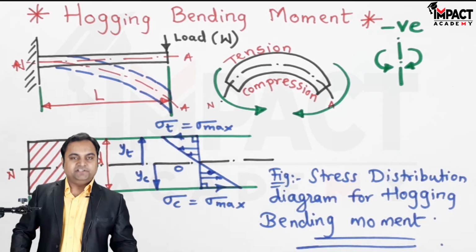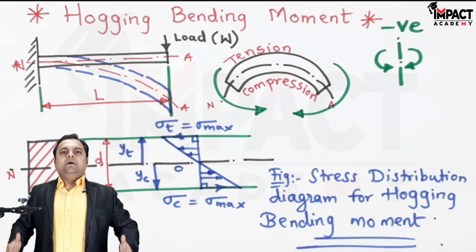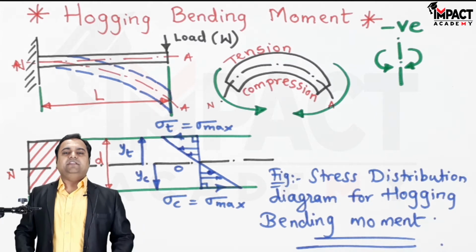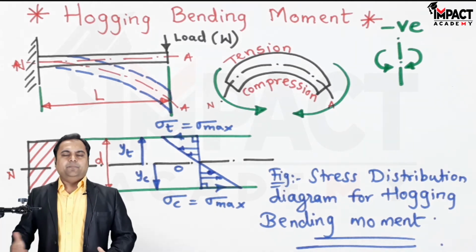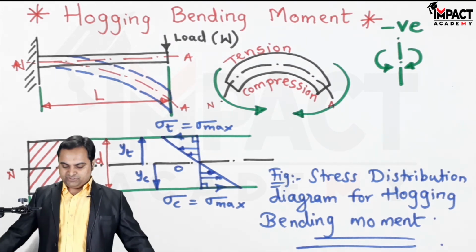Hogging bending moment mostly takes place in case of cantilever beam, but sometimes it may even be there in case of a simply supported or an overhanging beam, depending upon the kind of loading and the types of supports.